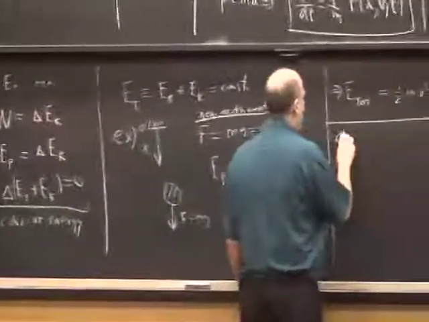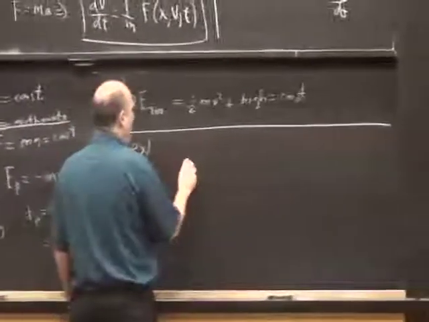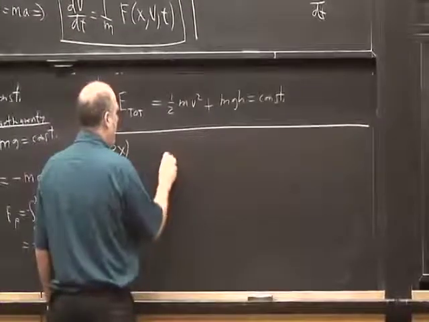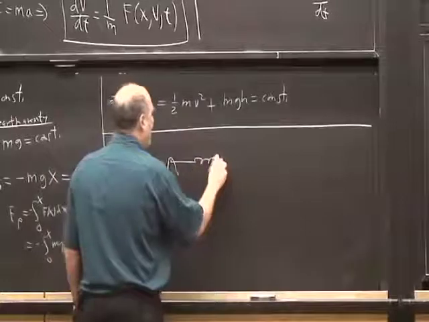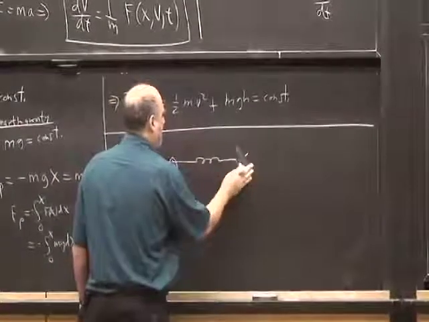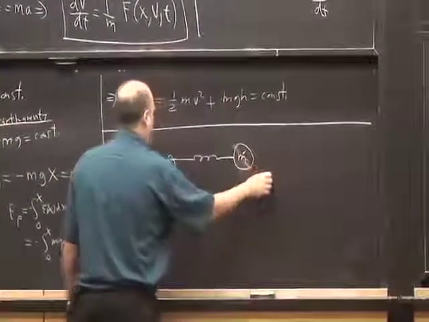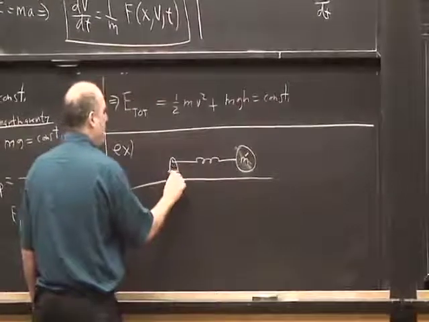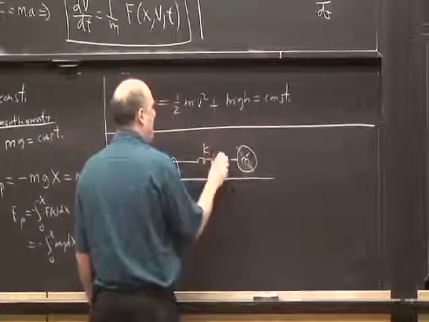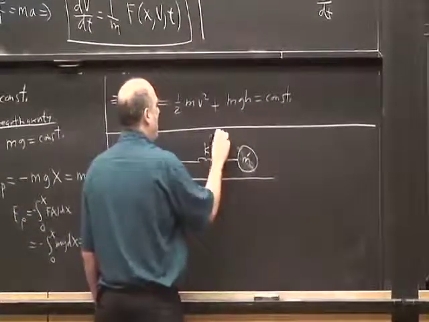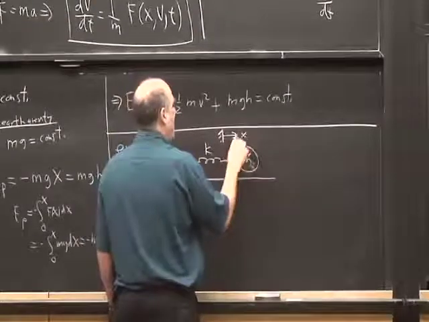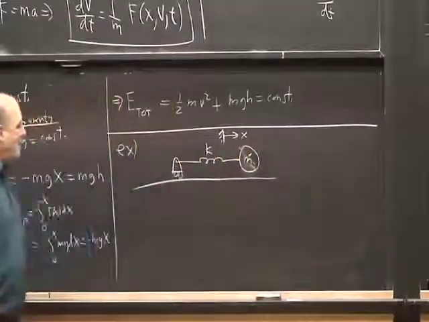Here's another famous example. If you have something on a spring like so, and we're doing one-dimensional problems, and this is some k here, and there's some place where the spring is relaxed over here, we'll call that place x.